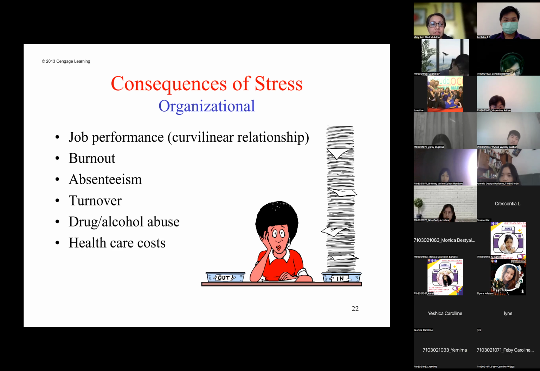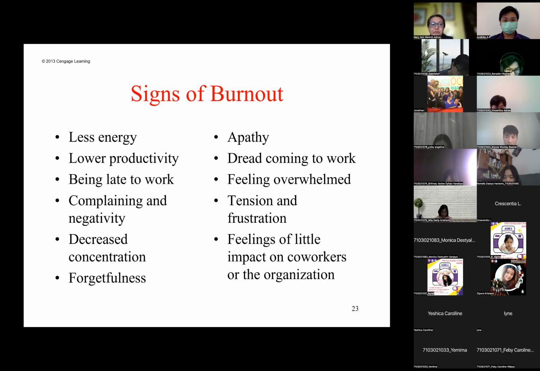It can lead to burnout, can lead to absenteeism, turnover, and so on. The drug and alcohol abuse there is a response to this burnout. So they are cyclical. Each one would affect the other to produce that result of not being happy in doing one's job and not being able to perform well in one's job.